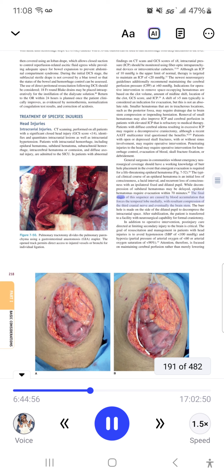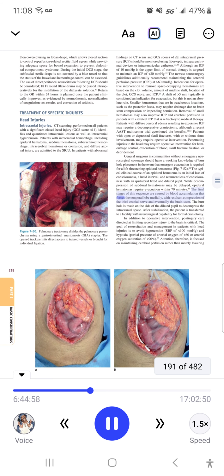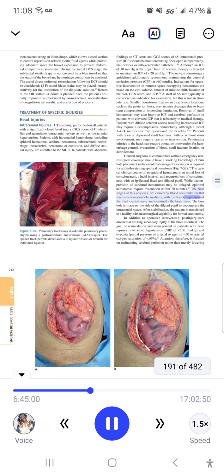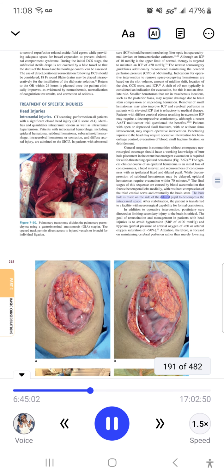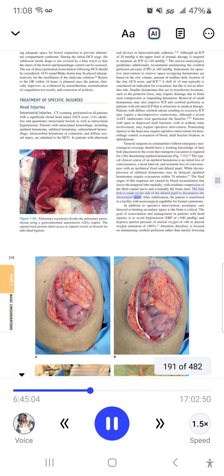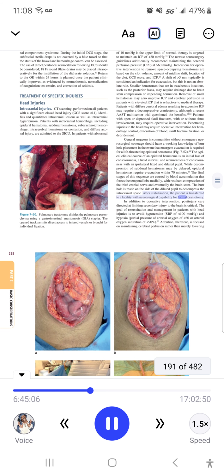The final stages of this sequence are caused by blood accumulation that forces the temporal lobe medially, with resultant compression of the third cranial nerve and eventually the brainstem. The burr hole is made on the side of the dilated pupil to decompress the intracranial space. After stabilization, the patient is transferred to a facility with neurosurgical capability for formal craniotomy.